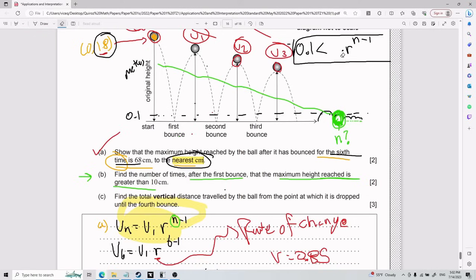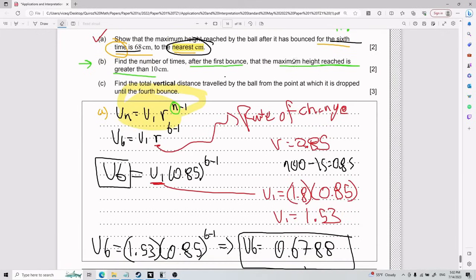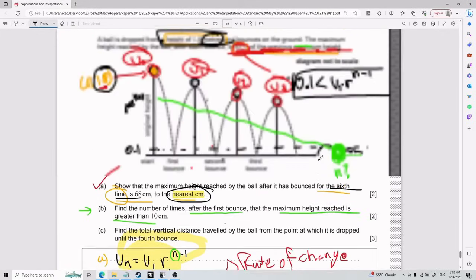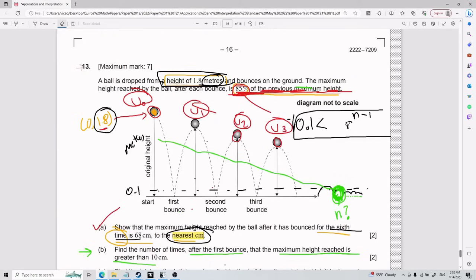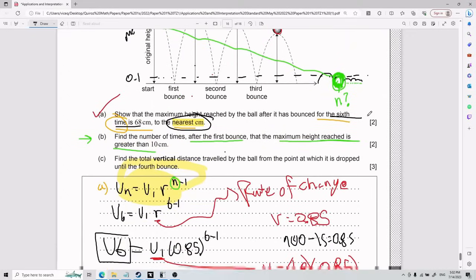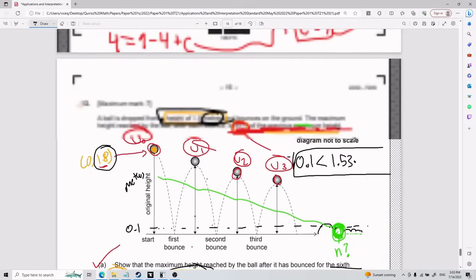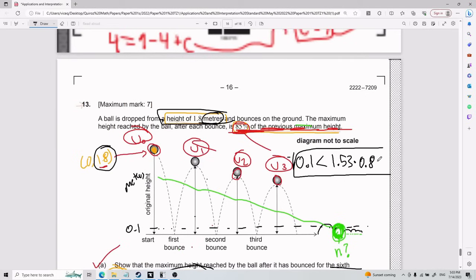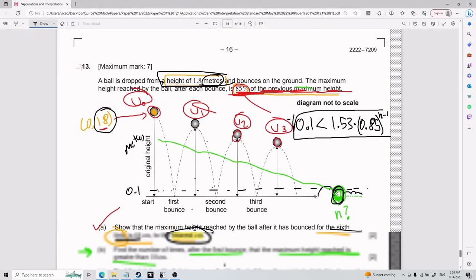I already know u1, right? We said that u1 was 1.53 from back here. So we have 1.53 times r. R we said was 0.85, to the power of n minus 1. And if I find the value of n, I'm going to be finding this term here, and I can work from there. All right, there's a couple of ways to approach this.